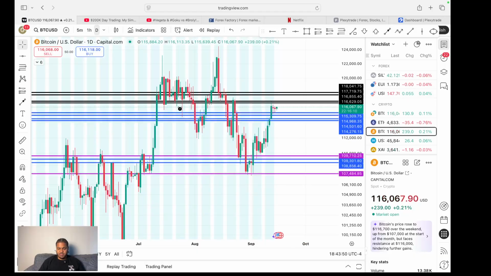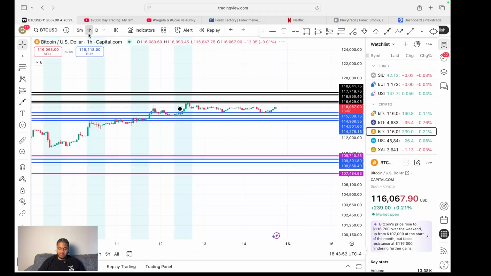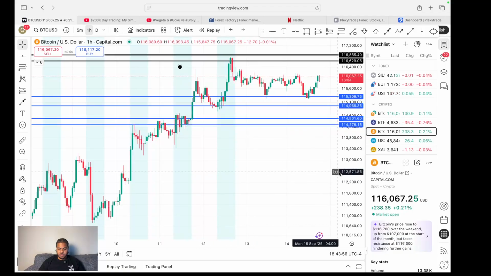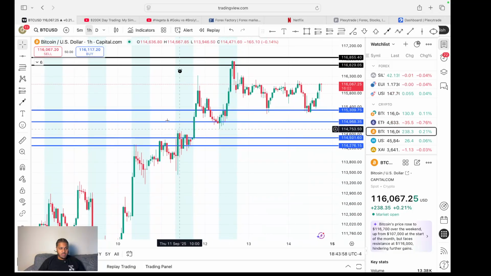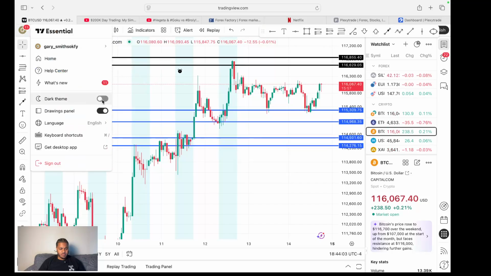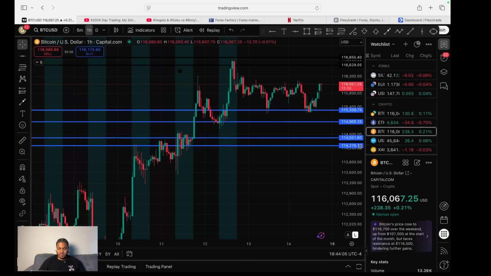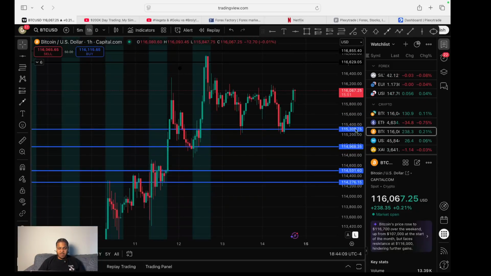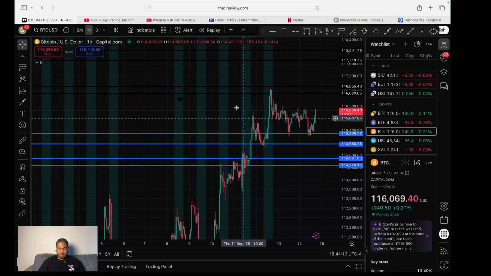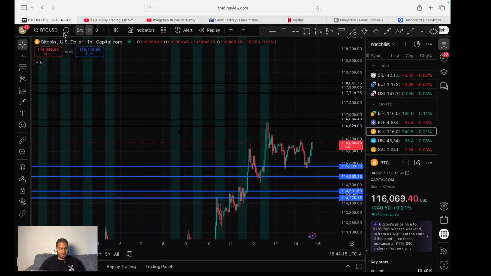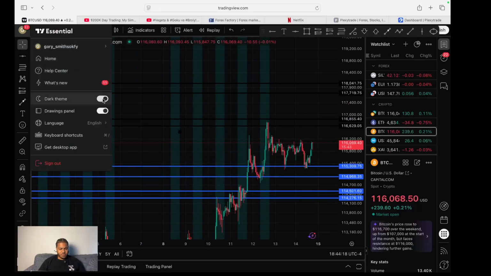We could go down to the hour time frame as well to get a better look on everything. Someone had told me, they were like, bro, the white mode be looking crazy. So here y'all go. I'm in dark mode for y'all so y'all can see it better. All right, so with the hourly time frame, we're looking good. Like I said, hold on. I'm gonna have to go back to white mode real quick. Sorry about that, y'all.